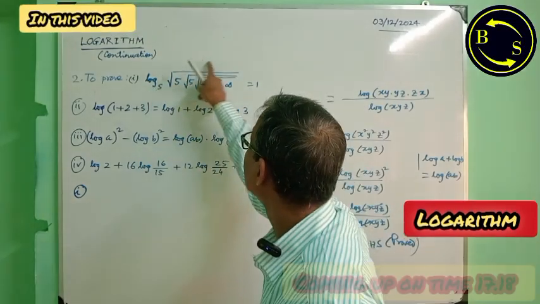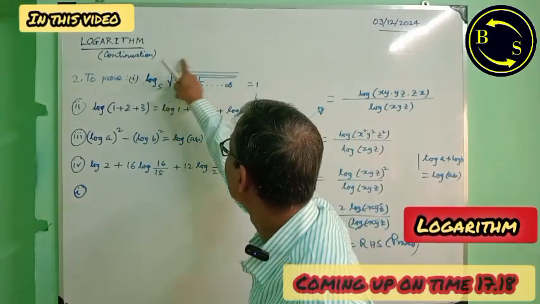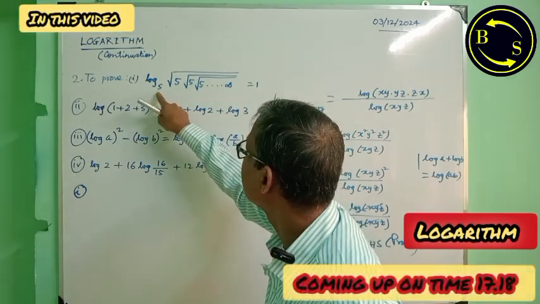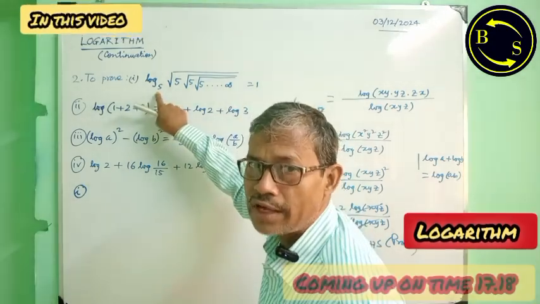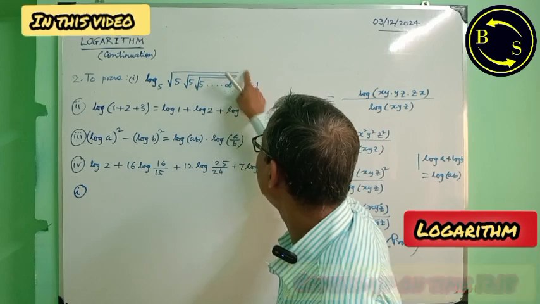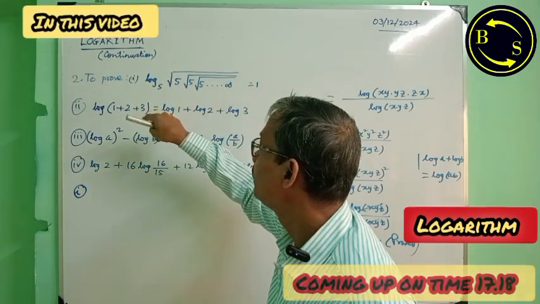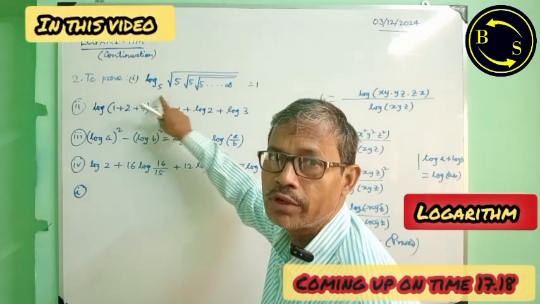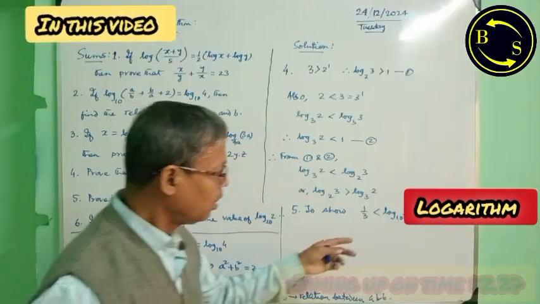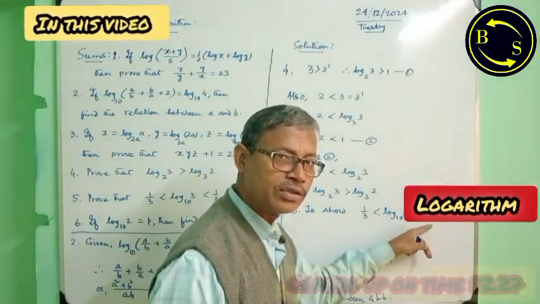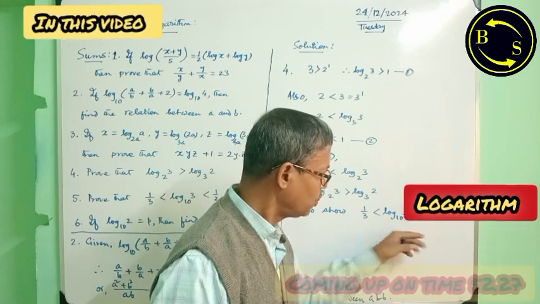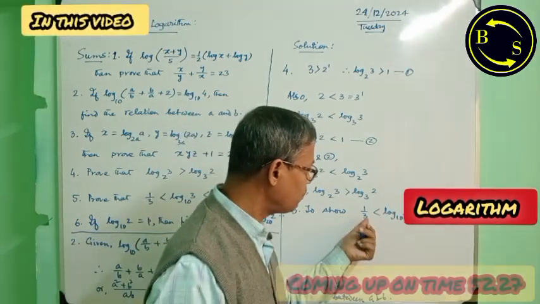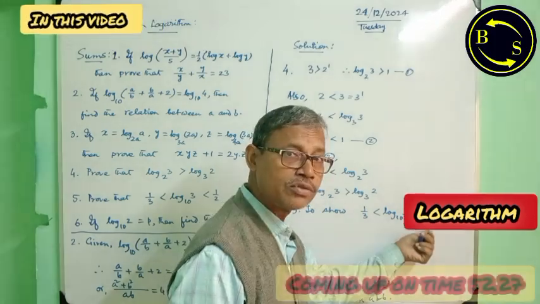Calculate the value of this part. Since it is 1 and we find the base is 5, that means it should be equal to 5. So log of 5 to the base 5 will be equal to 1, as per formula 1. To avoid these fractions 1/3 and half, we multiply all by the LCM of these two denominators, which is 6.